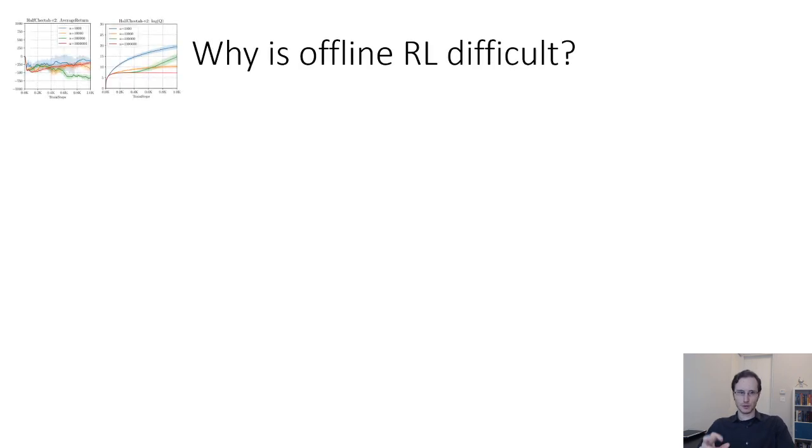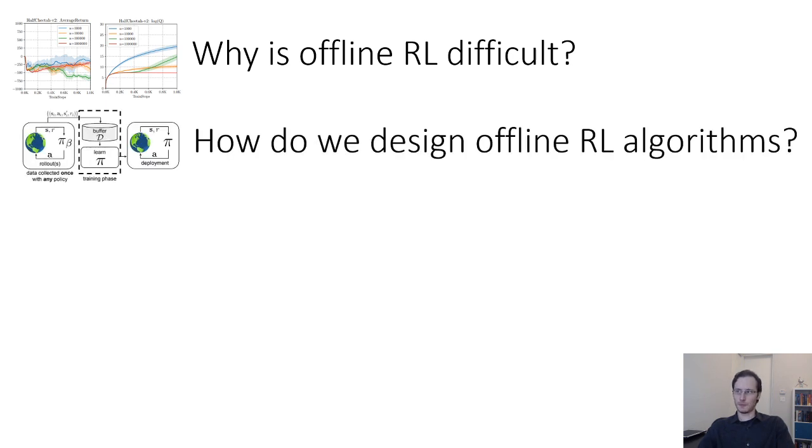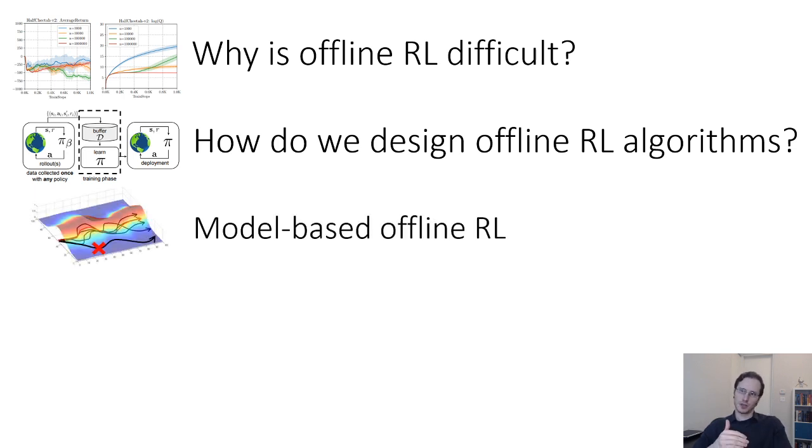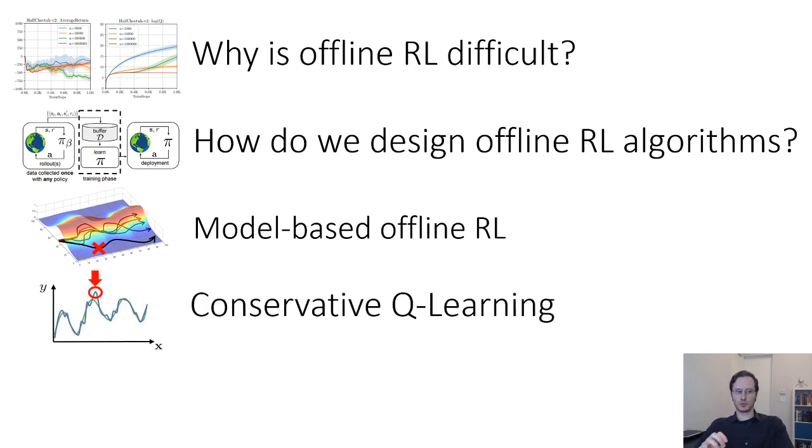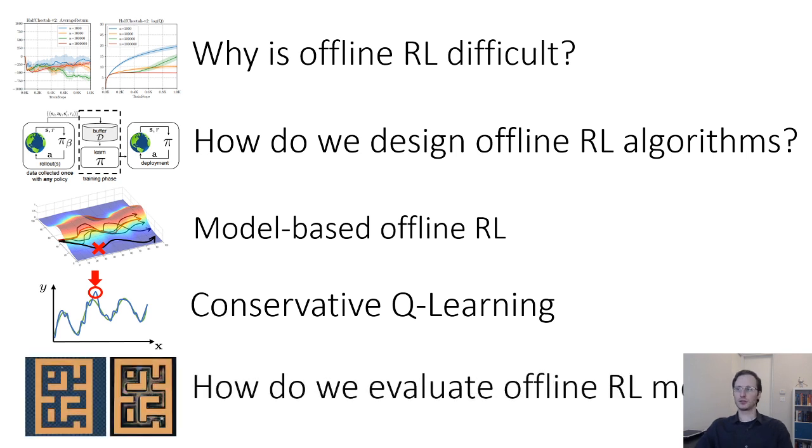So in today's talk, I'm going to cover the following topics. First, I'll discuss why offline reinforcement learning is difficult. Then, I'll talk about some basic recipes for designing offline RL algorithms and a little bit about recent progress in this area. I'll talk about some of our recent work on model-based offline RL. And then I'll discuss a new algorithm that we're pretty excited about called conservative Q-learning, which seems to be a way to do offline RL that works quite a bit better than many of the previous methods. And then I'll conclude with a discussion of how we should be evaluating our offline reinforcement learning algorithms and discuss a benchmark that we've developed recently called D4RL.